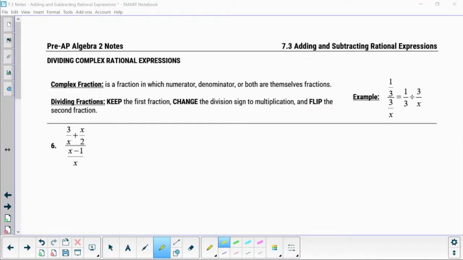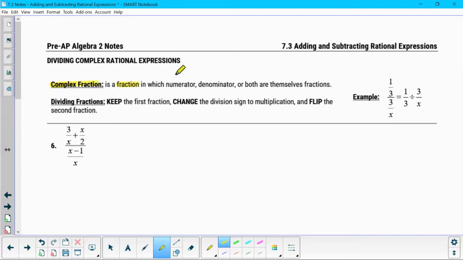Okay, now we're going to shift gears a little bit and go back to dividing, but this time we're going to do it with complex fractions, which means it's a fraction where you have a numerator, denominator, or both are fractions themselves. Now, one thing to remember about dividing is we keep the first fraction, change it to multiplication, and flip the second fraction. A very simple example of a complex fraction is written out over here, 1 over 3 over 3 over x. My first suggestion is to always write it in a form that you are comfortable with.